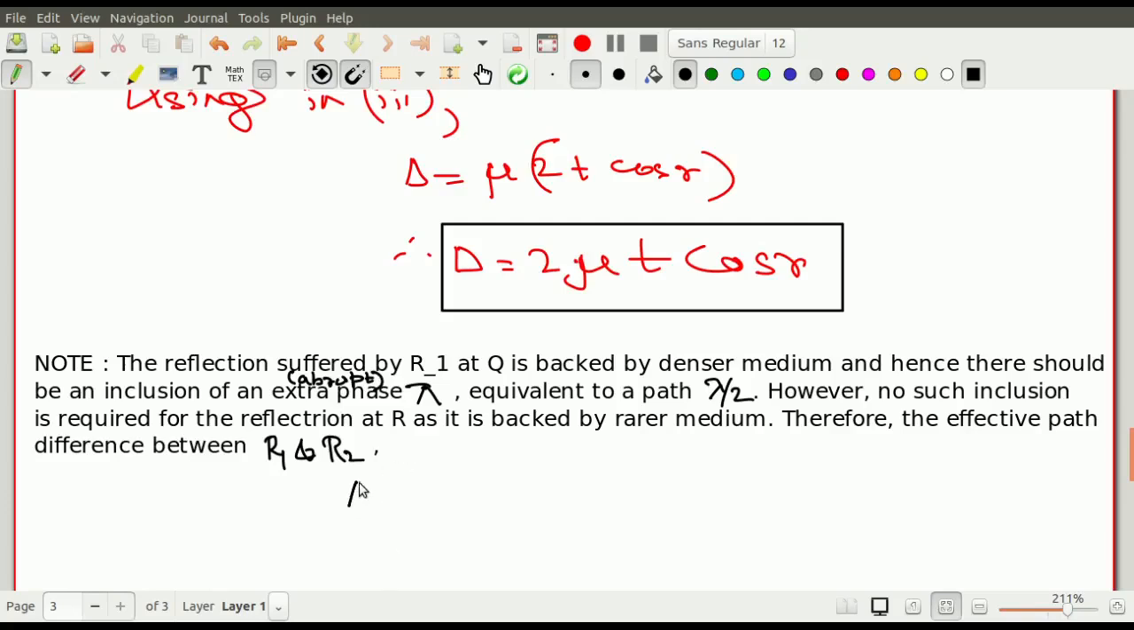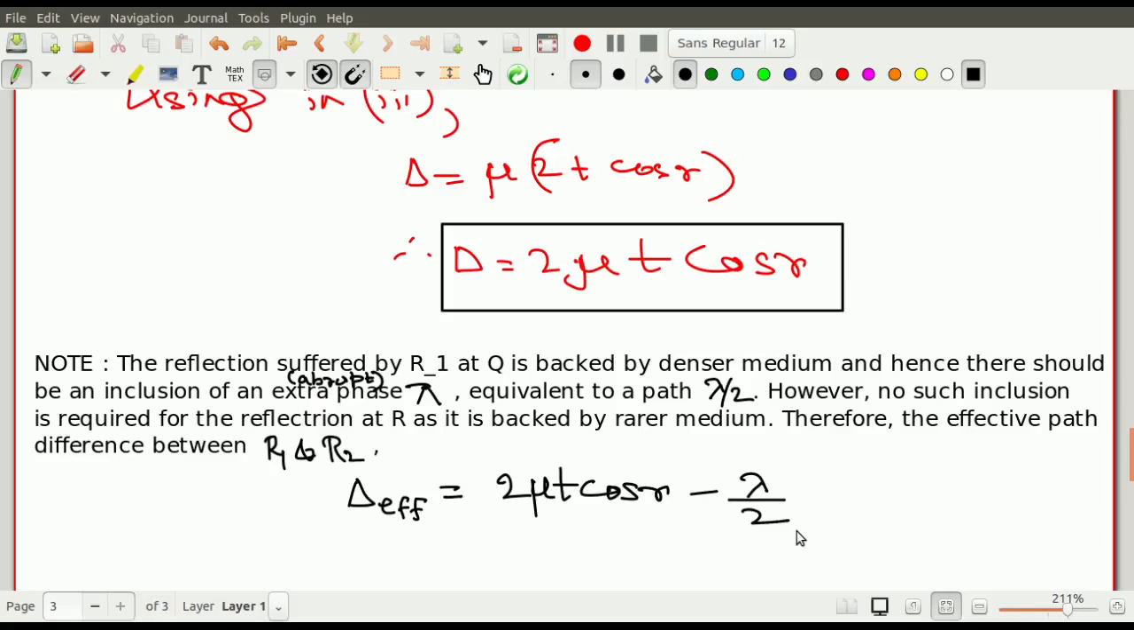So what is the effective path difference? So I call it delta effective. So delta effective will be definitely, delta তো থাকবেই, and in addition to that there should be some lambda by 2. So এখানে আমরা সেটা লিখছি. So we write it to be 2 mu t cosine r minus lambda by 2.